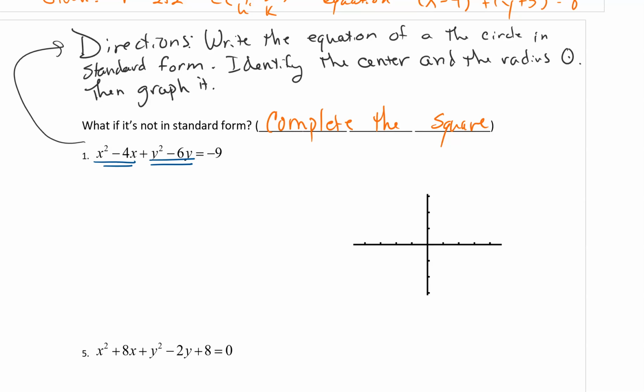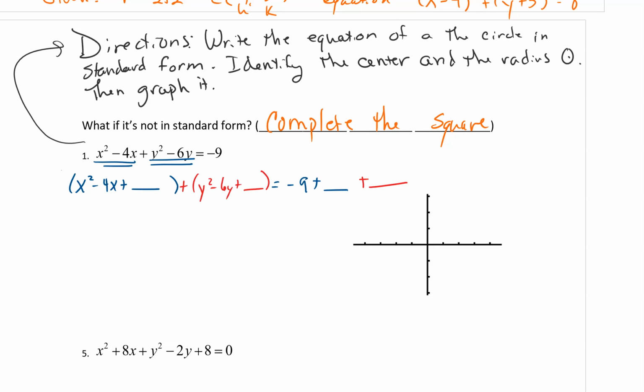So the first thing you do is you're going to rewrite your problem like the following. I'm going to go x squared minus 4x plus blank. So what I'm going to do over here on this side, I'm going to go negative 9. I'm going to go plus blank for that one. Then I'm going to go plus the quantity y squared minus 6y plus blank. And I'm going to have to go plus blank over here because really what I'm going to do is I'm going to do it to both sides of the equation.